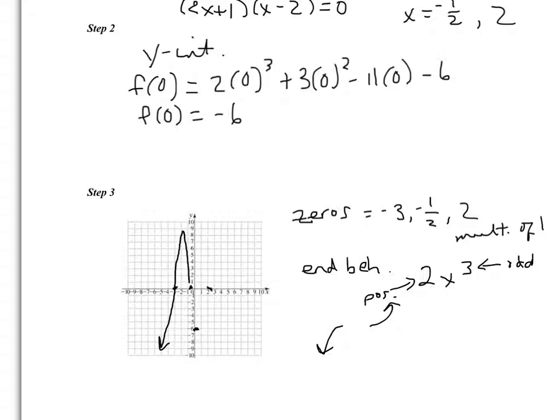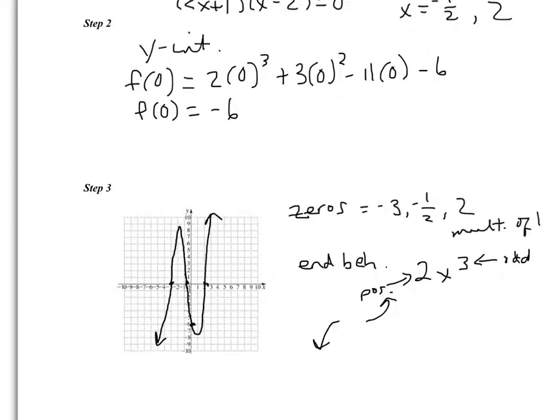Now, because I have the y-intercept at negative 6, and I can tell it looks like I need to go below it before I come back up, I'm going to go down a little bit past that, and then when I come up, I know my end behavior has to go up on the right. So that will give us a general idea of what this graph looks like. Is it perfect? Probably not. I do not want you to graph this in a graphing calculator. I want you to be able to show me that you're able to graph it by hand.